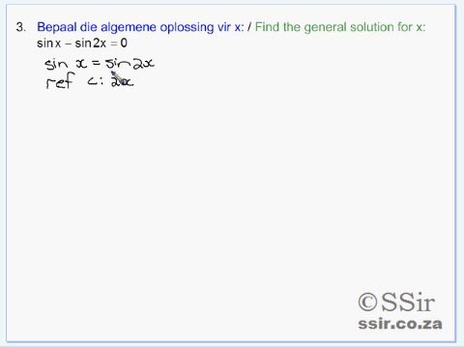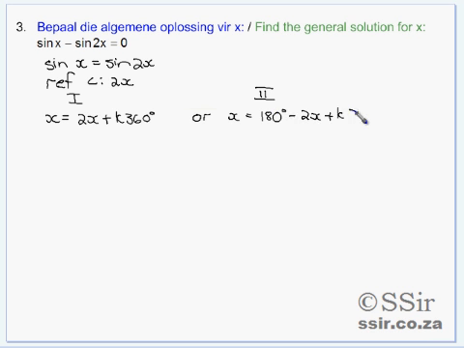And now I work where sine is positive, and that is in quadrant 1 or 2. In the first quadrant, x will be equal to 2x plus multiples of 360 degrees, or in the second quadrant, x will be equal to 180 degrees minus 2x plus multiples of 360 degrees.